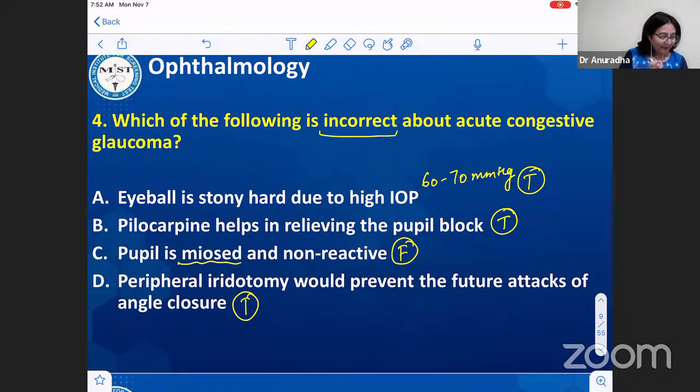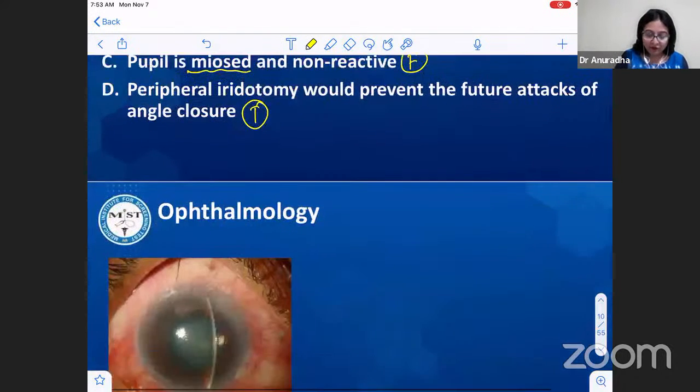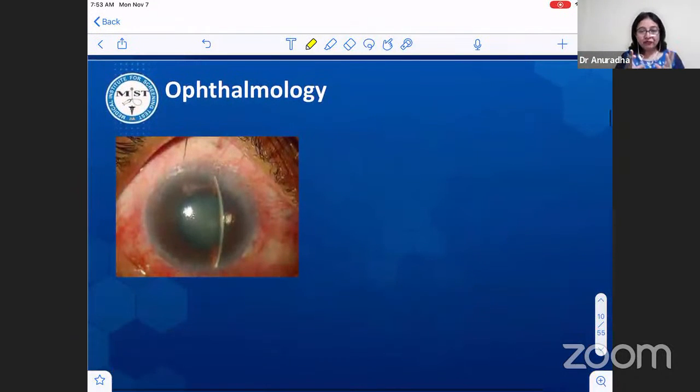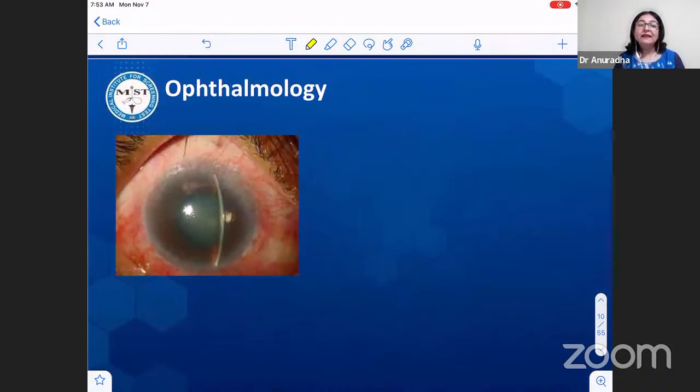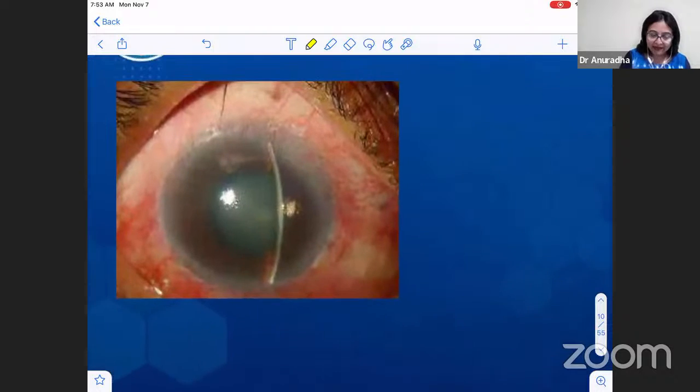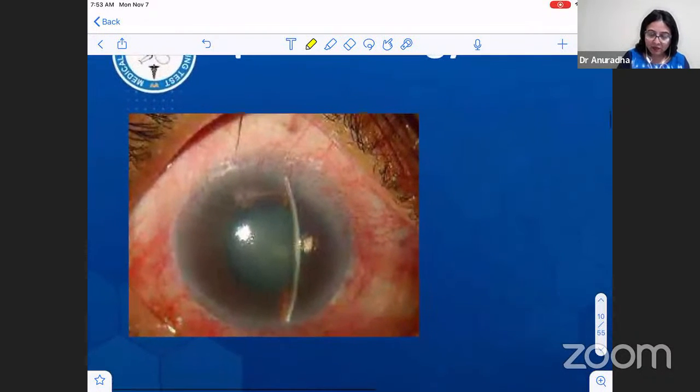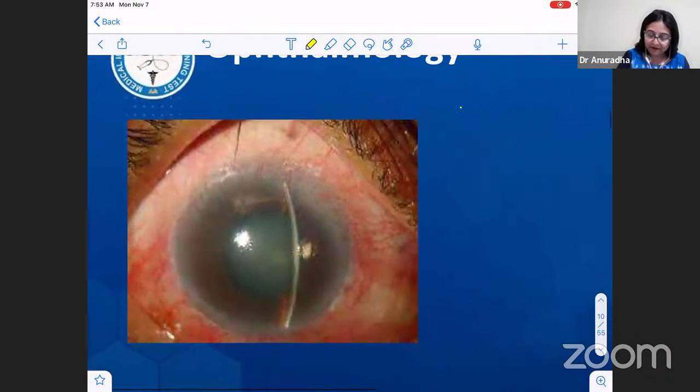Yes, absolutely right, Dr. Vani. The pupil is vertically oval. And why is the pupil vertically oval? Let me show you. Because of the high pressure, the sphincter muscle of the pupil becomes ischemic. So this is how the eye will appear in acute congestive glaucoma, friends.